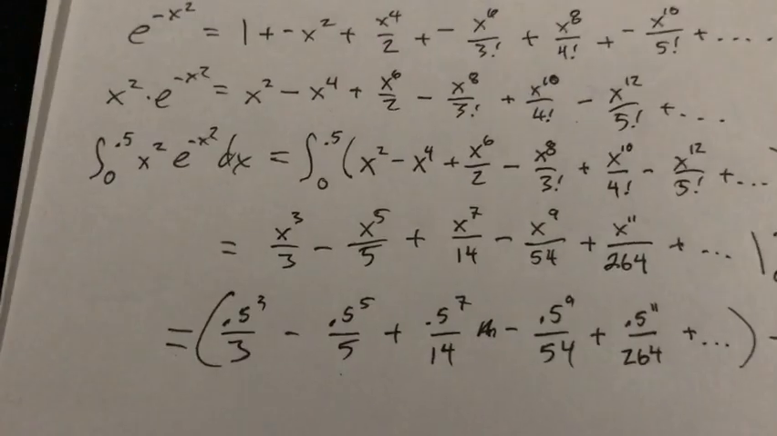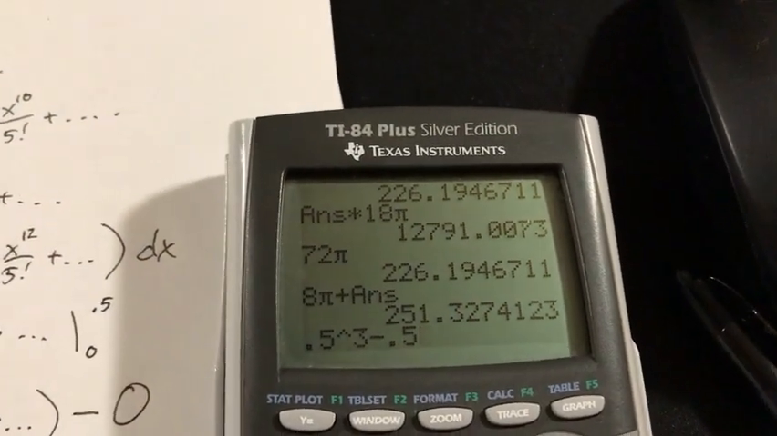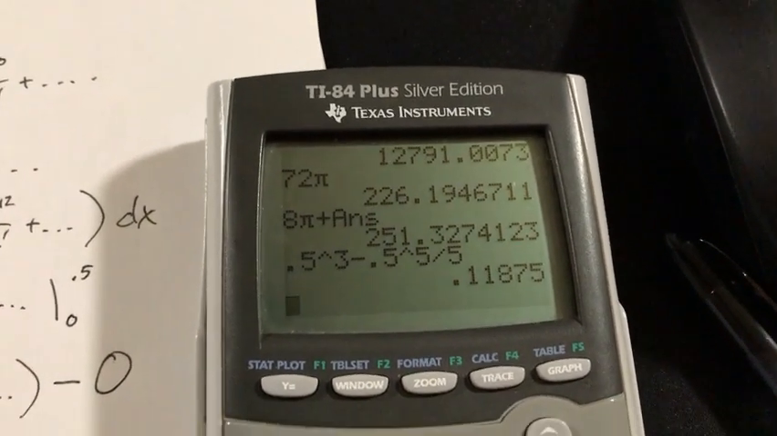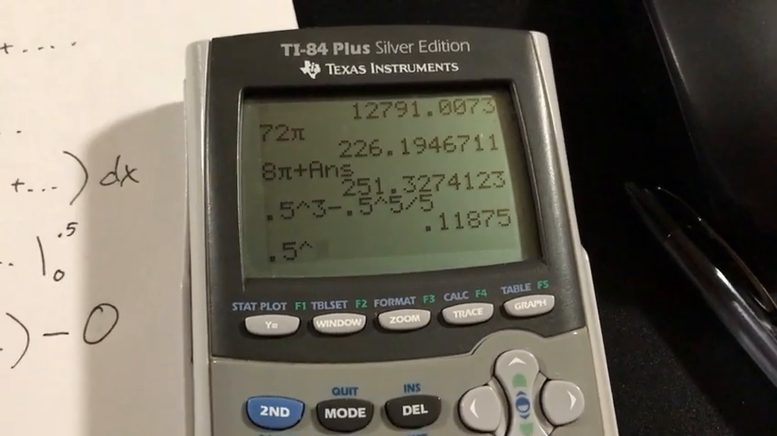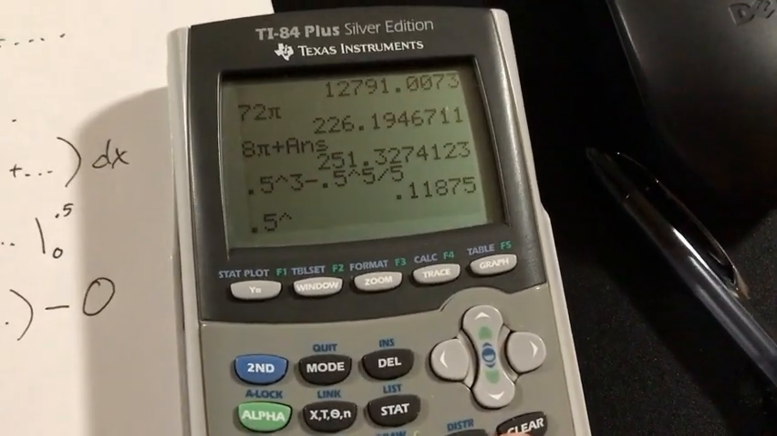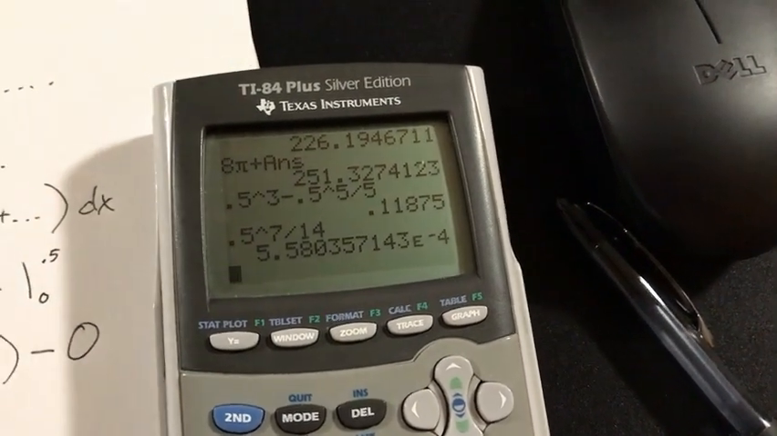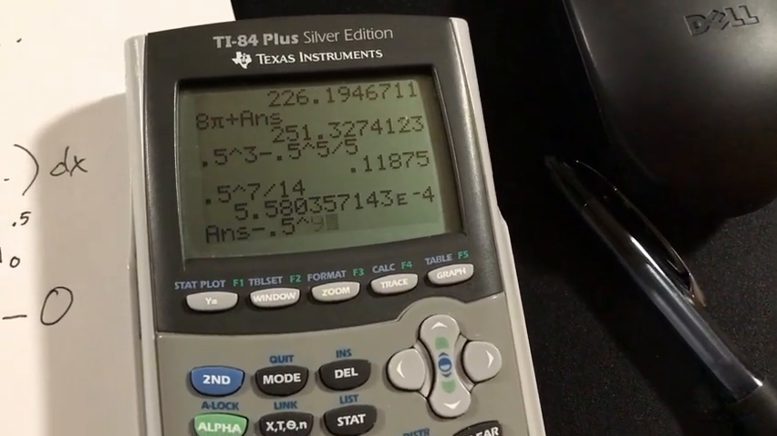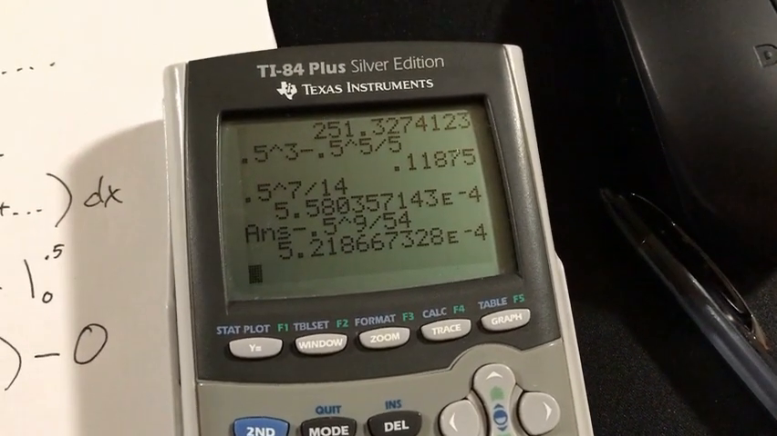Let's see what this looks like. Let's see, 0.5 to the third minus 0.5 to the fifth over 5. I'm going to do these term by term because as I do them term by term, I will be able to see if it's changing after the third decimal place. 0.5 to the seventh over 14. Oh, that definitely changed after that term. Minus 0.5 to the ninth over 54. Ooh, that didn't change very much.